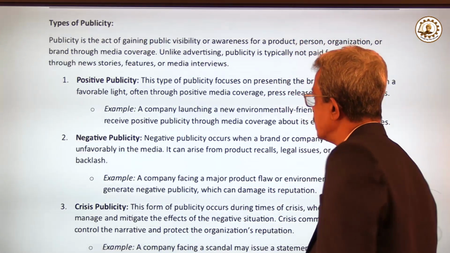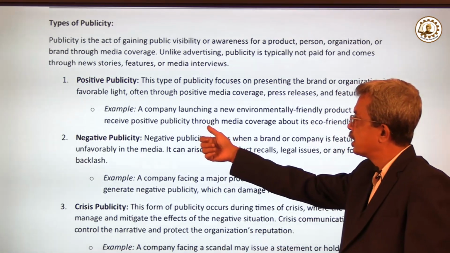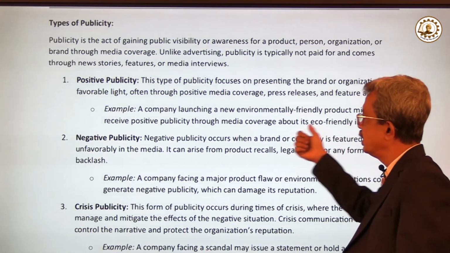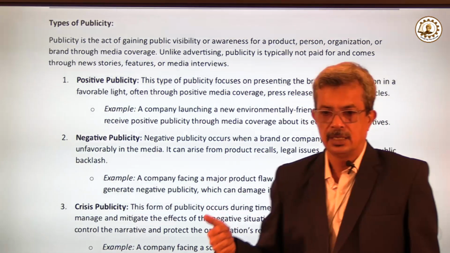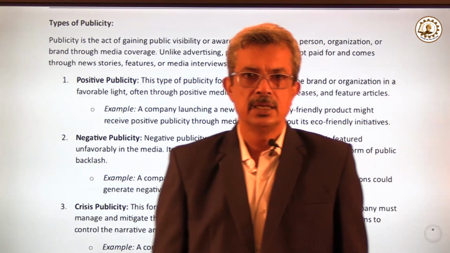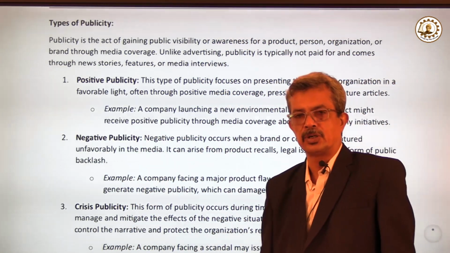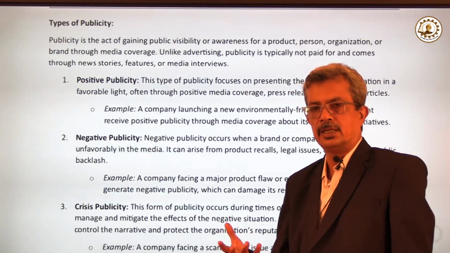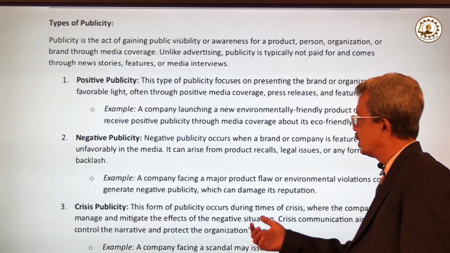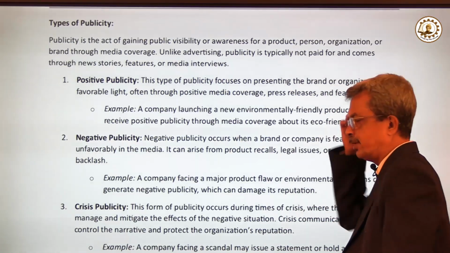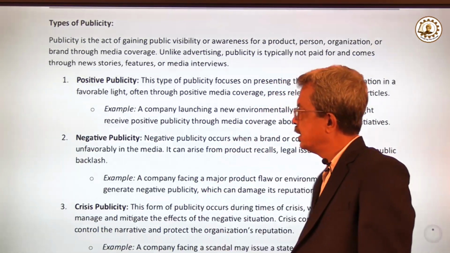First, positive publicity. Here you are giving an example. A company launching a new environmental product might receive positive publicity through media coverage of eco-friendly initiatives. Today the world is moving towards eco-friendly sustainability and people are talking about it. So a company coming up with a sustainable or eco-friendly product may create a very good feeling with audiences. That is called positive publicity. Negative publicity is when a company faces a major product flaw or environmental violation. That is what is called negative publicity.